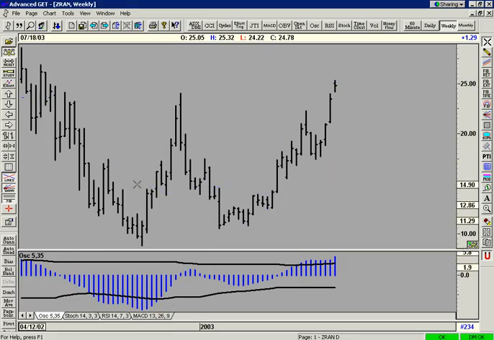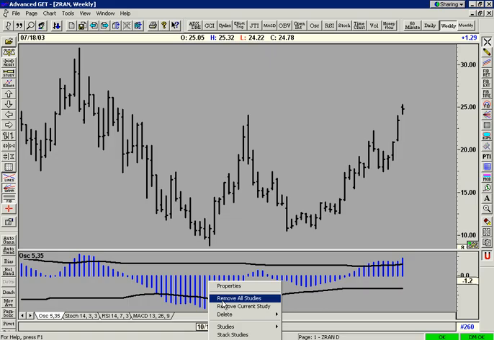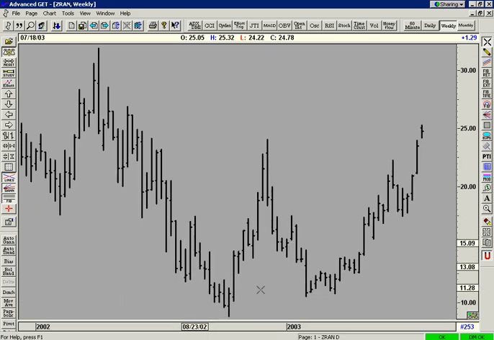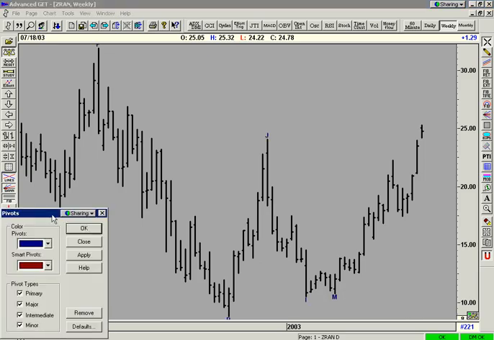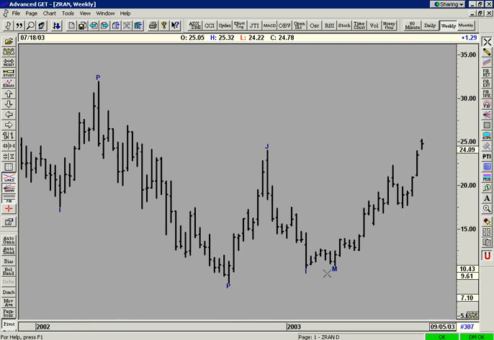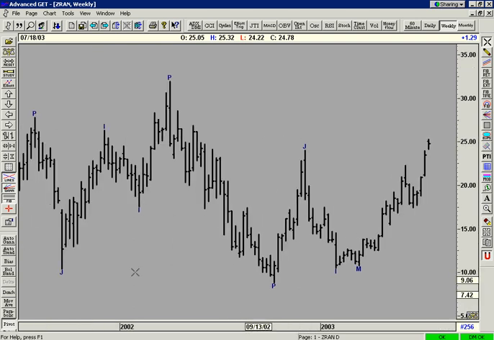Go ahead and remove the tools that are on here now. And here's just a blank bar chart. I'm going to go ahead and select the pivots study from the toolbar here. And you'll notice in the list where it says pivot types, we have primary, major, intermediate, and minor. When I apply that to the chart, you'll notice letters establishing themselves near the pivot points on the bar chart.